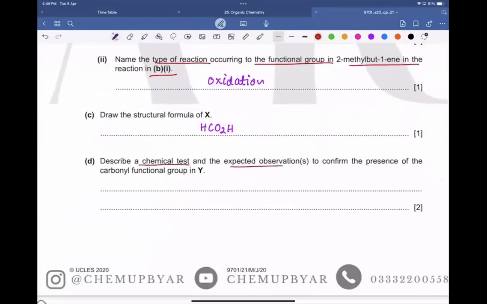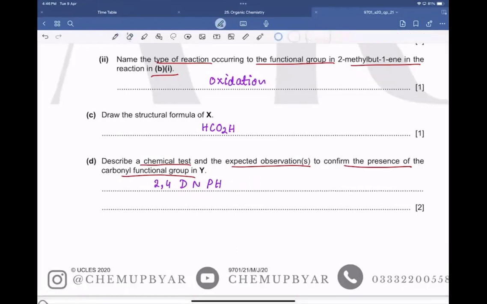Describe a chemical test, with the expected observations, to confirm the presence of the carbonyl functional group in Y. For a carbonyl functional group, what test would we do? I think everyone remembers, they didn't specify, the 2,4-DNPH test. Very good, Hassan, Ishal, Banin. Add 2,4-DNPH and orange precipitate is observed.